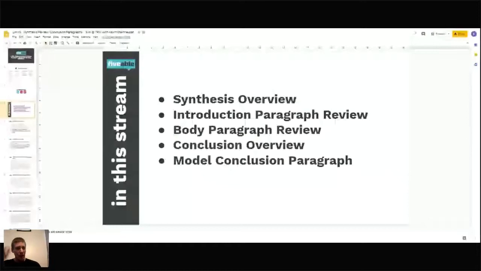Now, I want to be really clear. When I show you my model paragraphs, I'm not saying this is the only way to be successful. What I'm saying is this is the most common path to synthesis success. So I'll show you, after reading literally well over 2,000 synthesis essays in the last few years, what I've noticed that the people who are successful do.